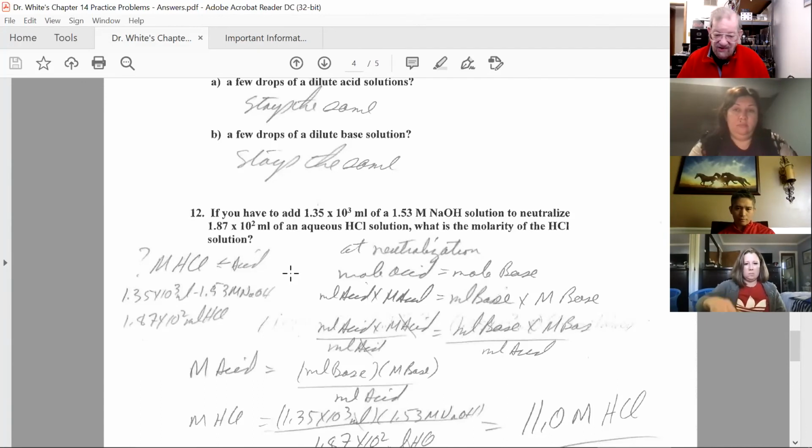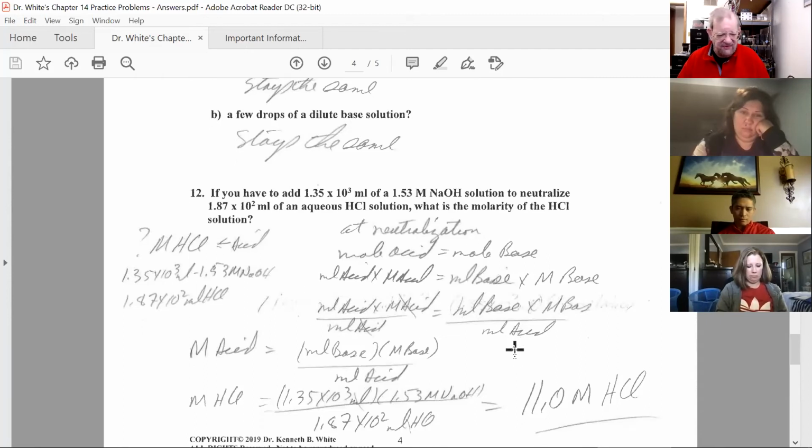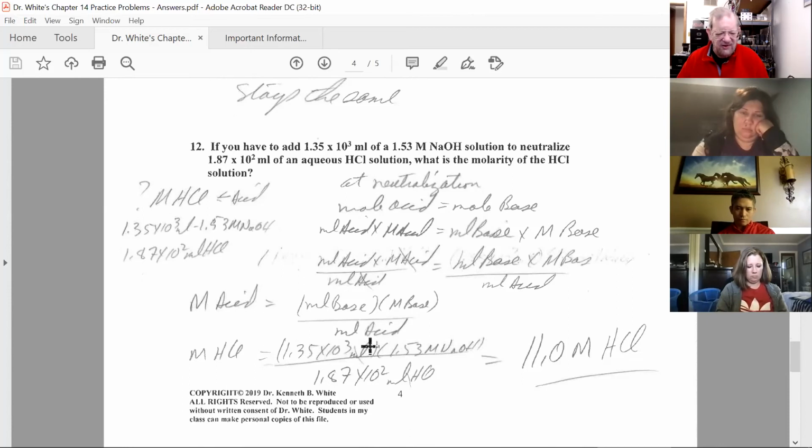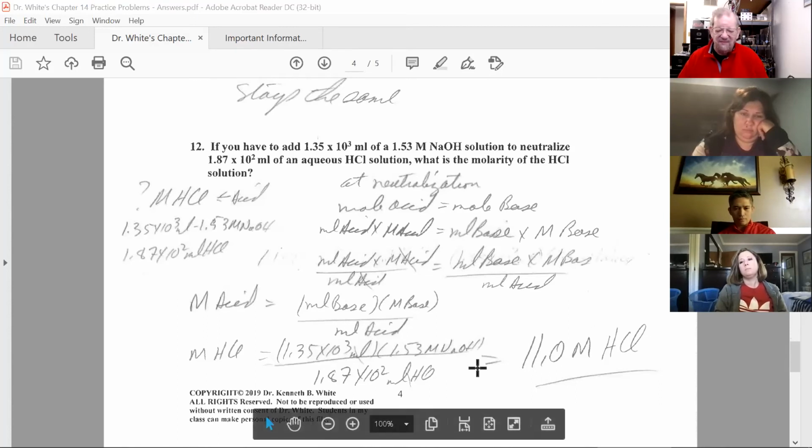HCl is an acid, hydrochloric acid. Therefore, we want to get, and here I have the line should have been through milliliters, not molarity, you divide both sides by milliliters of acid. You get molarity of acid equals milliliters of base times molarity of base divided by milliliters of acid. You put the numbers in, and lo and behold, it's 11.0 molar HCl.